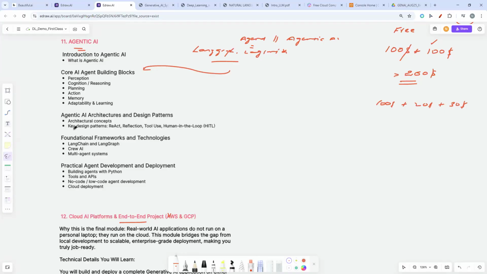Got your question answered, right? It's already part of that. Even LangGraph and CrewAI are multi-agent systems. Those are already being covered here, those tools.